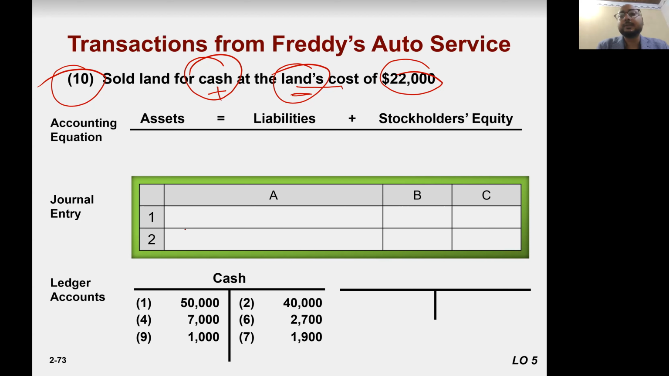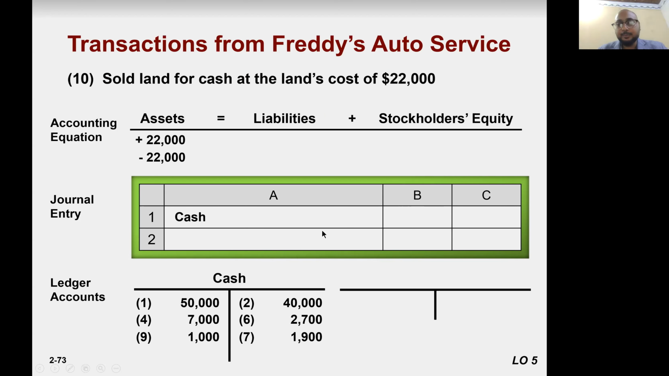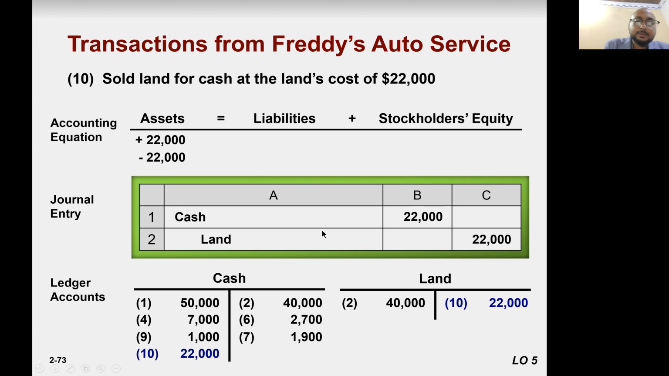Well done. Because asset increase means debit. Asset decrease means credit. So cash to land 22,000. Cash increase. We already opened the land account. We already have the transaction number 2. And now decrease in asset is recorded on credit.